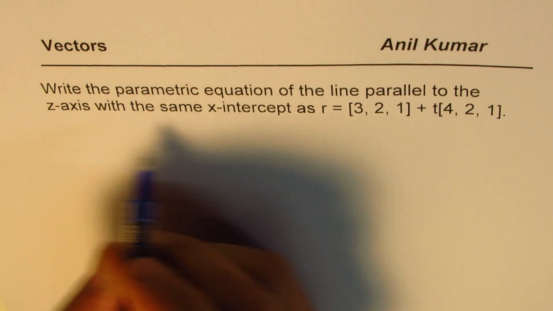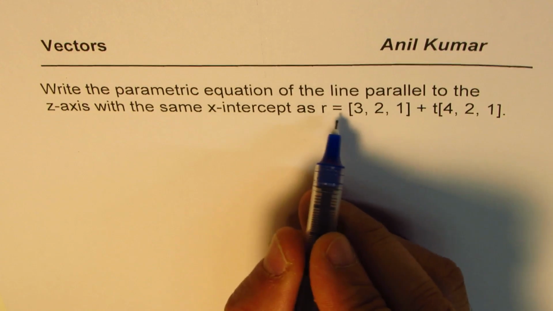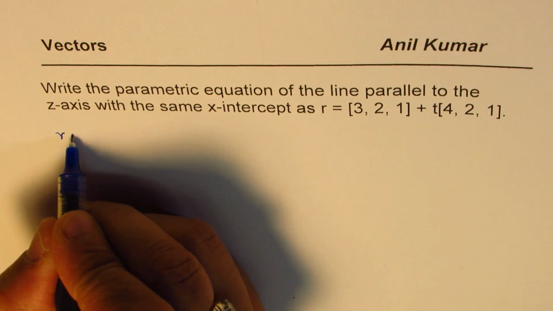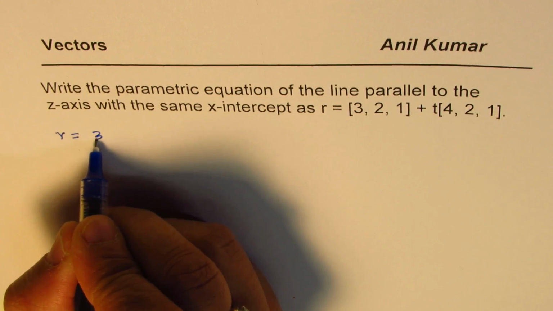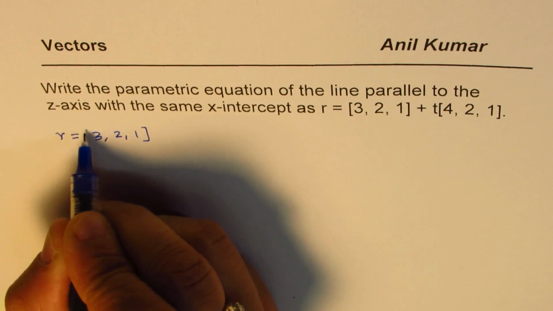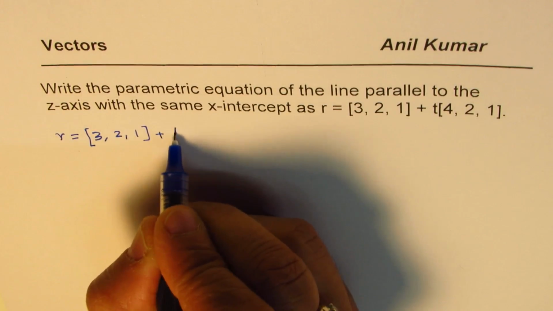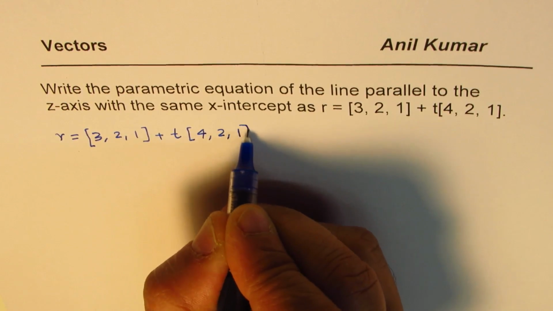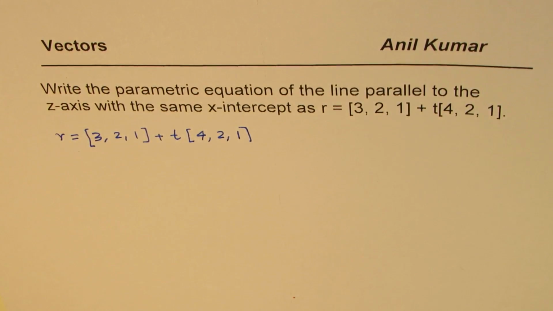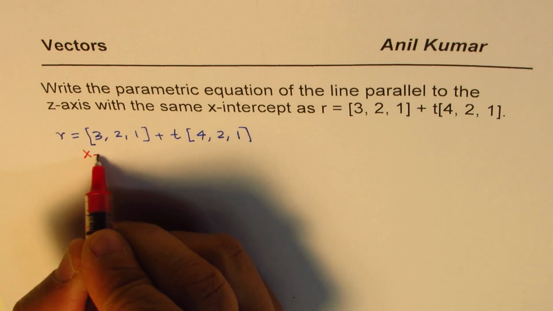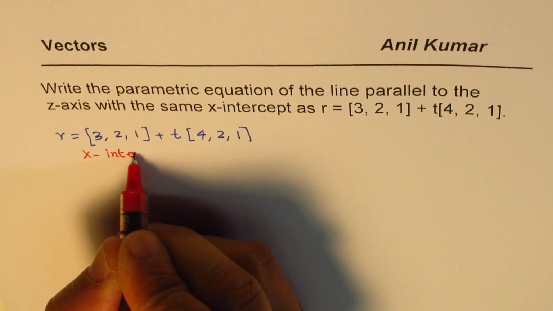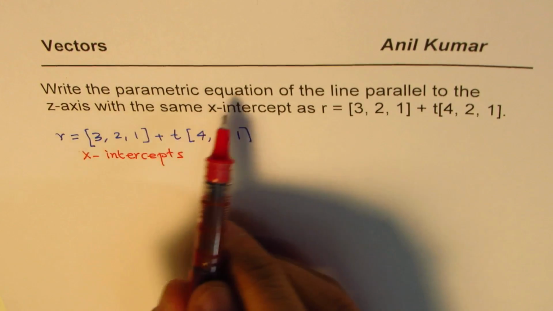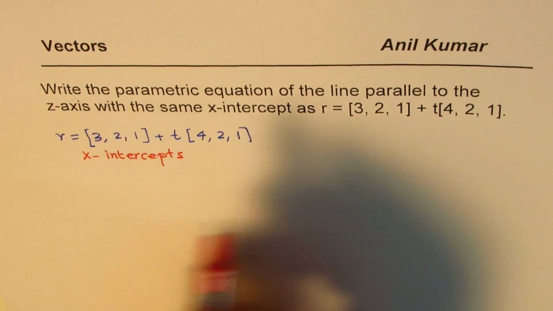Okay, so we need to find the x-intercept of the given line. Let's write down the equation of that line first: r equals (3, 2, 1) plus t times (4, 2, 1). So the first thing is we need to find the x-intercept. The other part is the equation of the line parallel to the z-axis.